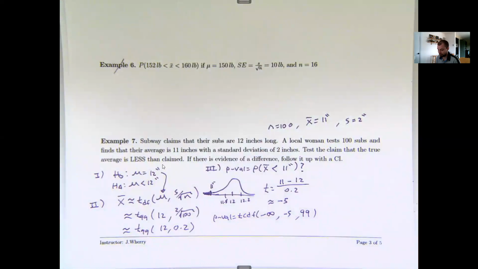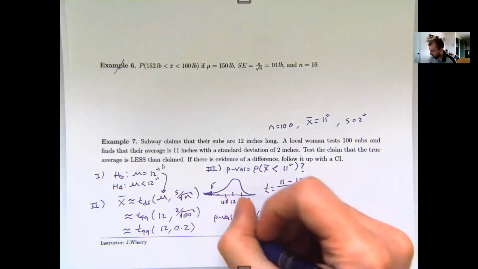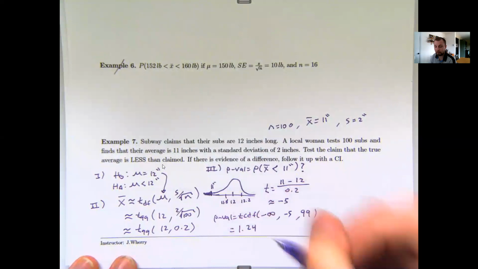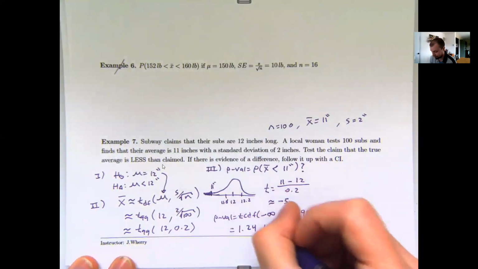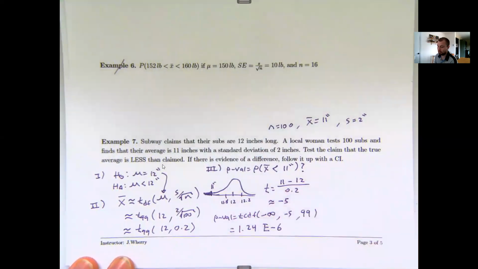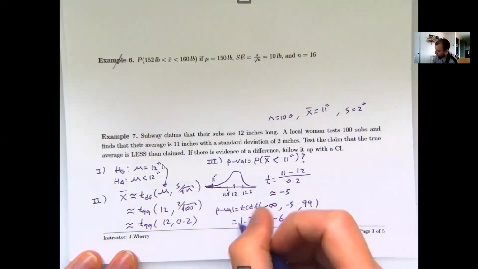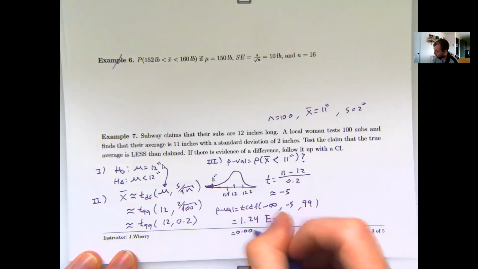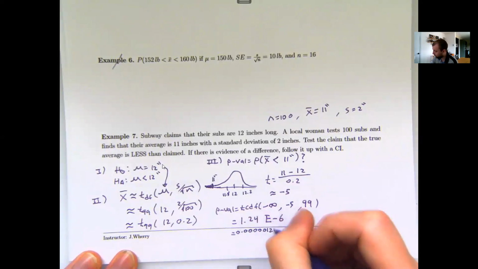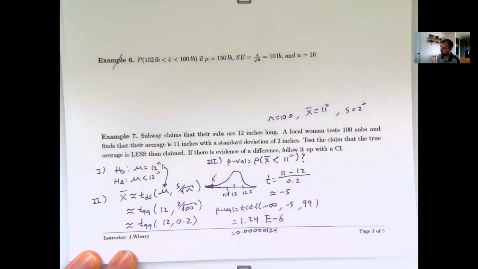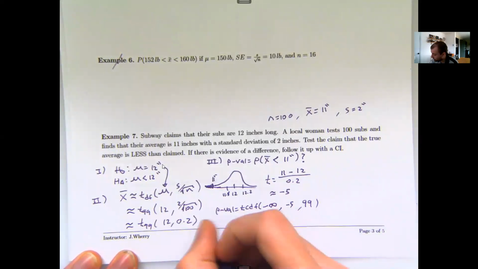If I have 100 samples, my degree of freedom is 99. So TCDF negative, I'm just going to do a whole bunch of 9s, to -5. My DF is 99. When I do this, my calculator gives me 1.24. Oh yeah, I got to watch out for that E thing. E minus 6. So this means I move my decimal 6 times over. 1 gets me on the other side of the 1. And then 5 more zeros. 3, 4, 5, 2, 4 is my p-value. This is a really, really small p-value.